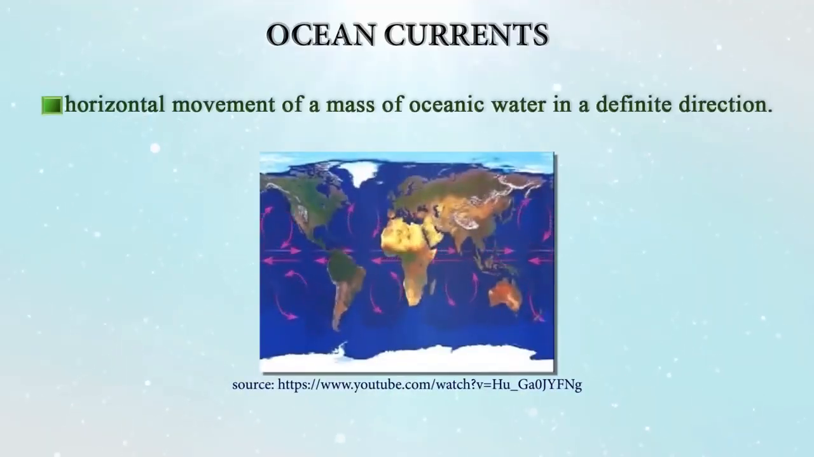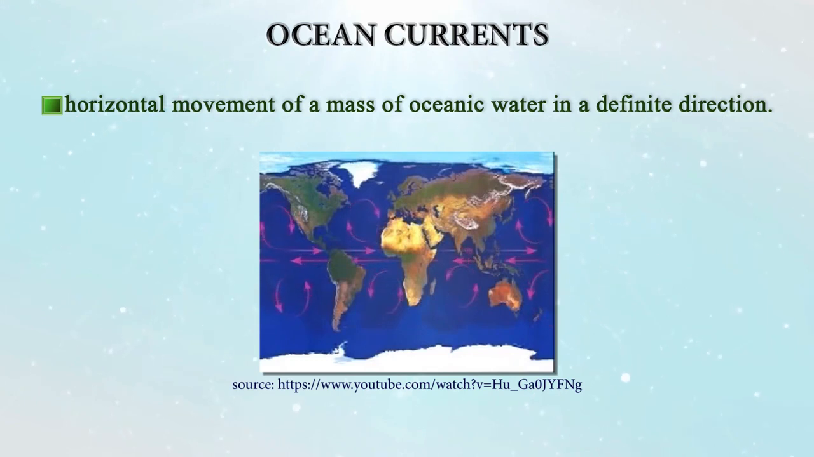Now come to ocean currents. Just get a brief introduction, otherwise we will deal with ocean currents in another video program. Tides are a vertical rise and fall of ocean water, but ocean currents are the horizontal movement of a mass of oceanic water in a definite direction.